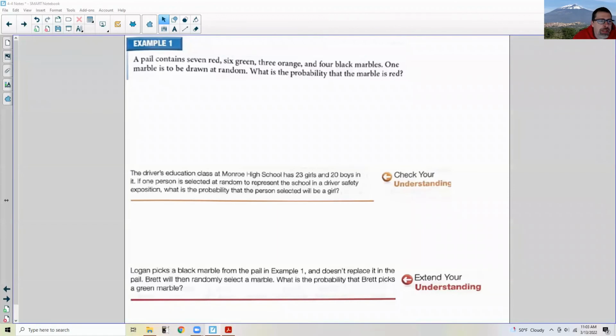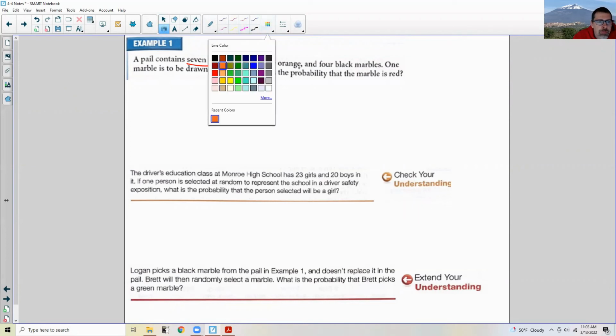Okay, example 1 says a pail contains 7 red, so let's just underline these. 7 red, 6 green, 3 orange, and 4 black marbles. 1 marble is to be drawn at random. What is the probability that the marble is red?